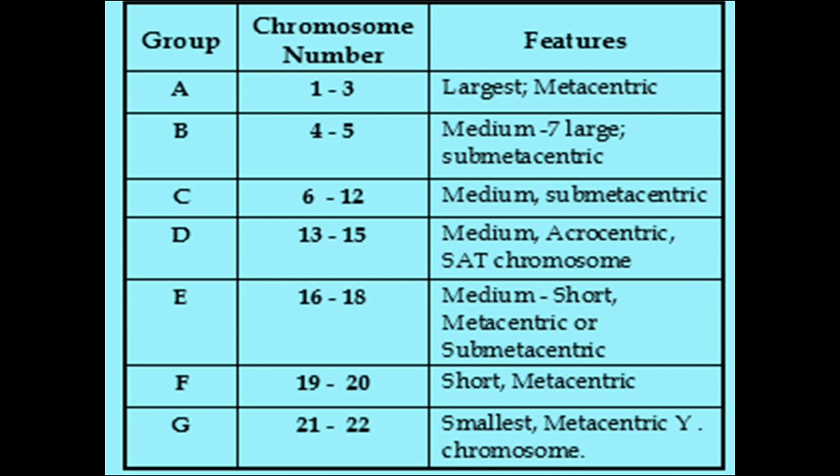And group D has chromosomes 13, 14, 15, which are medium, acrocentric and satellite chromosomes. And group E has 16, 17, 18, medium, short, metacentric or submetacentric chromosomes. And F has 19, 20, short, metacentric, and G has 21, 22, smallest metacentric, and then the Y and X chromosomes.